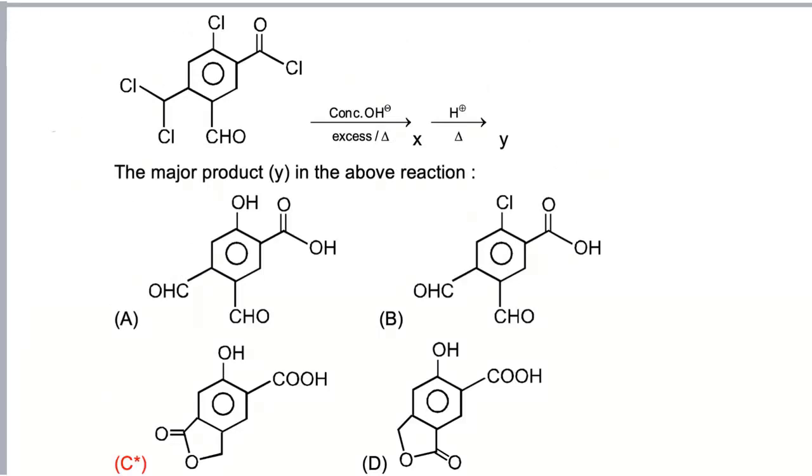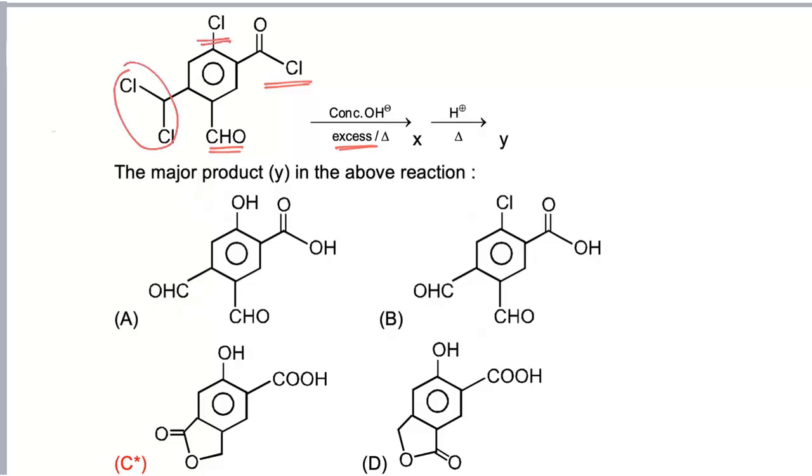In this question we have to identify the final product of the given sequential reaction. This molecule is treated with concentrated OH negative first, then treated with excess of KOH, and the product formed is again treated with acid and heated. Now this molecule has an acid chloride, an aldehyde, one gem dihalide and one chlorobenzene.